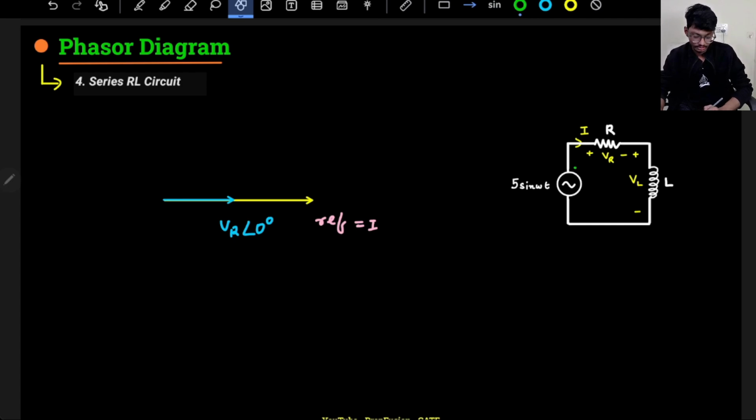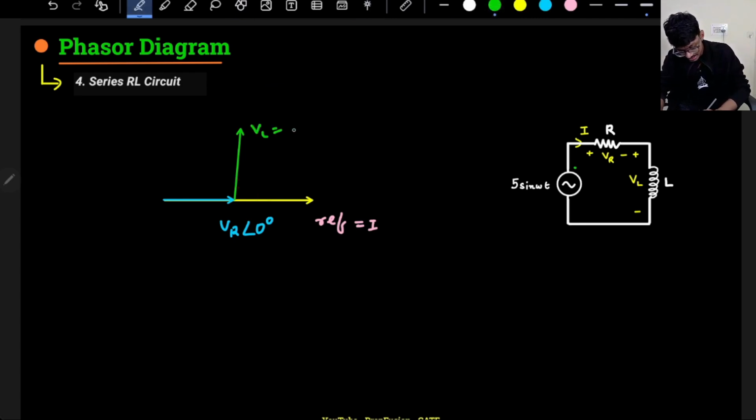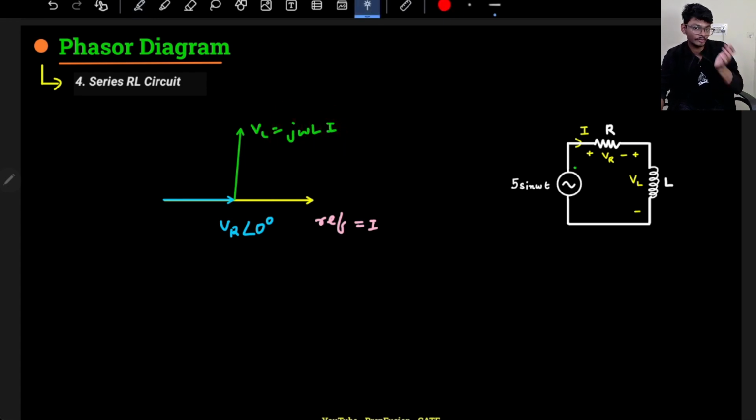The inductive voltage will be what? It will be leading from the reference by 90 degrees, correct? Because it has a plus j added to it, so it will lead. My VL is j omega L I. So with I multiplying by j, that means I am moving in the anti-clockwise direction by 90 degrees.